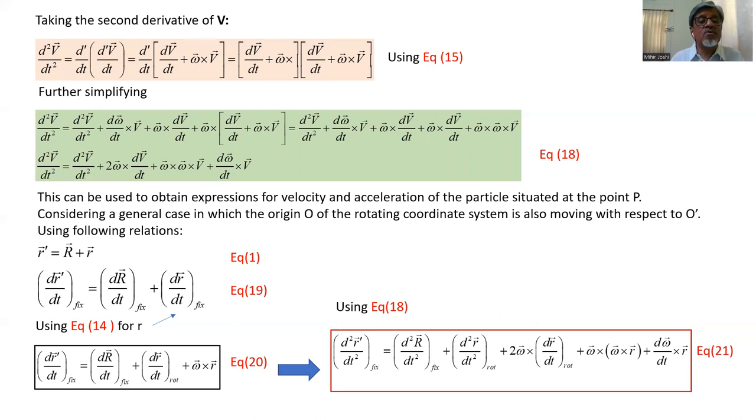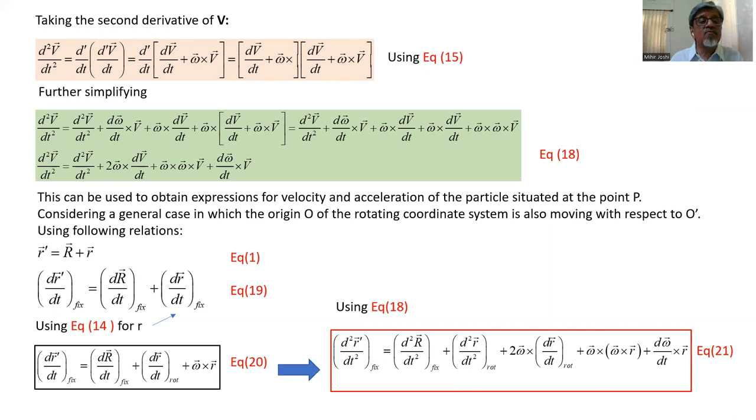Now, this can be used to obtain the expression for velocity and acceleration of a particle situated at point P, considering a general case in which the origin O of the rotating coordinate system is also moving with respect to O prime. So O prime is a fixed one, and O is representing the origin of a moving system. So both origins are not located at the same place.